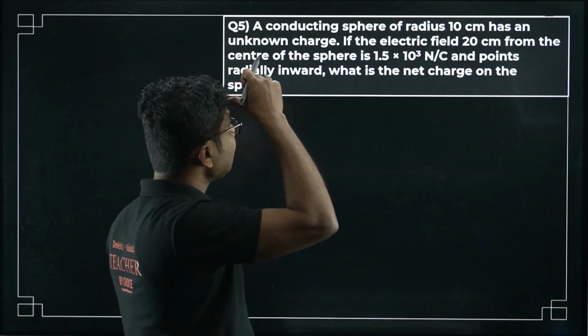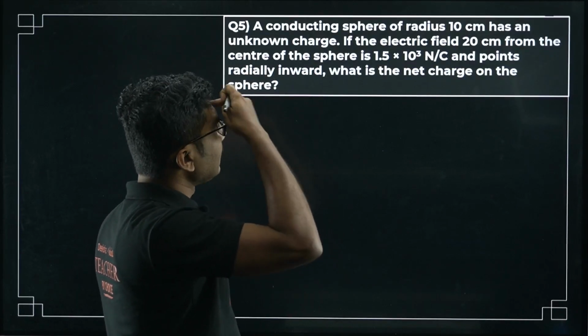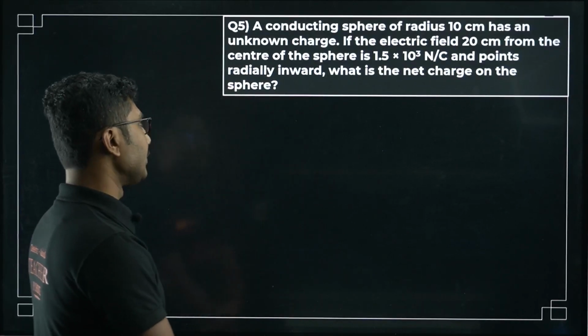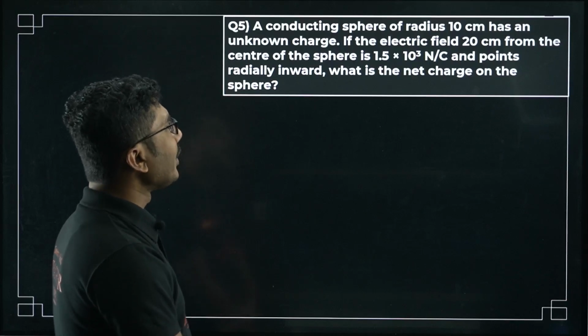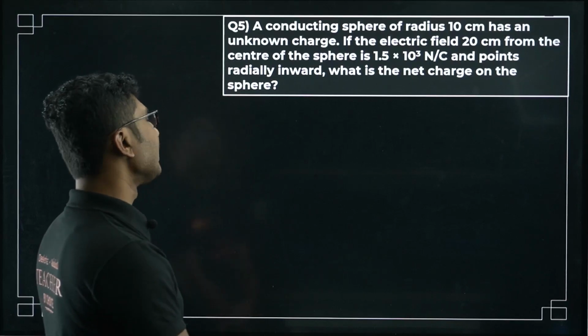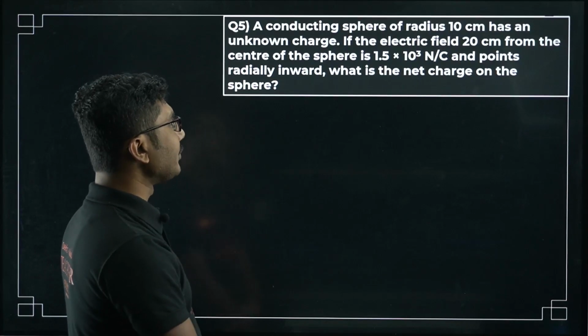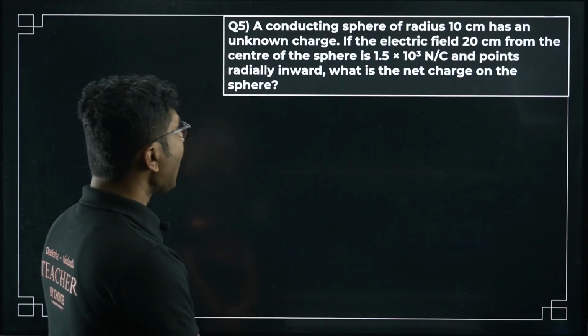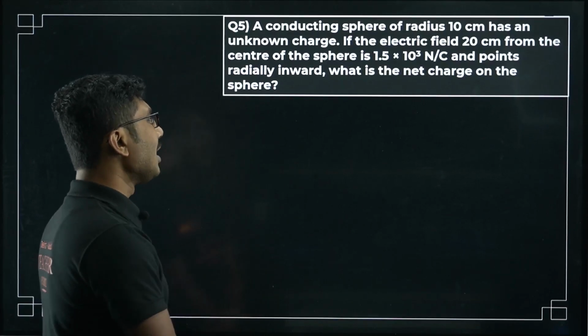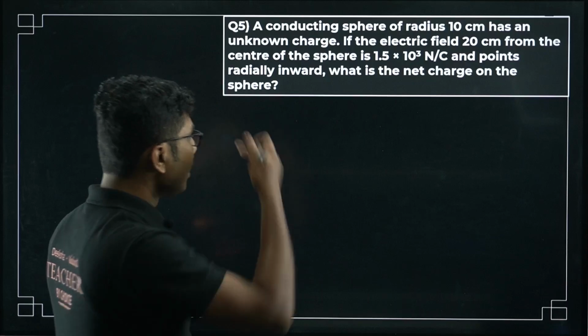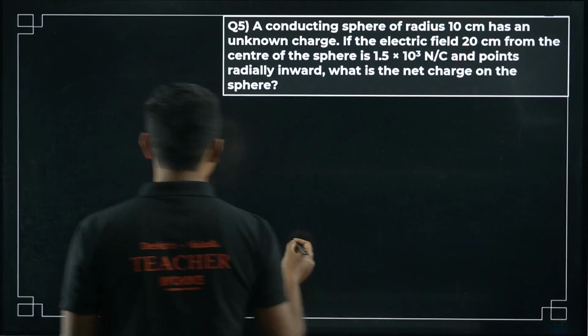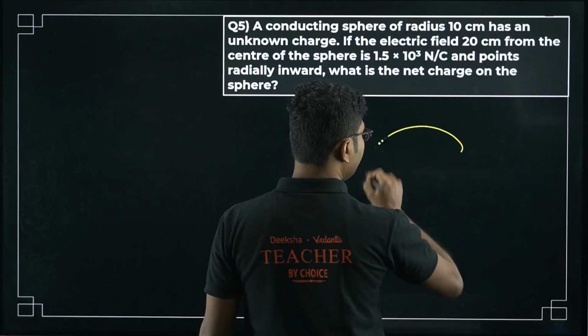A conducting sphere of radius 10 cm has an unknown charge. If the electric field 20 cm from the center of the sphere is 1.5 into 10 to the power of 3 Newton per coulomb and points radially inward, what is the net charge on the sphere? So again, I told you this is based on Gauss law.